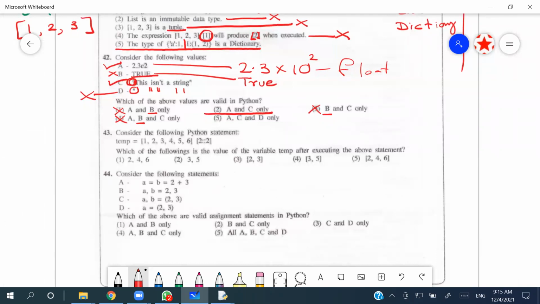43rd, yes, you have. We're starting from 42nd, I have to do until 50th, yes. Consider the following Python statement, temp 1, 2, 3, 4, 5, 6. So it is talking about a slicing, 2, colon, colon, 2. Now 2, colon, colon, 2 means what? That is what you have to figure out.